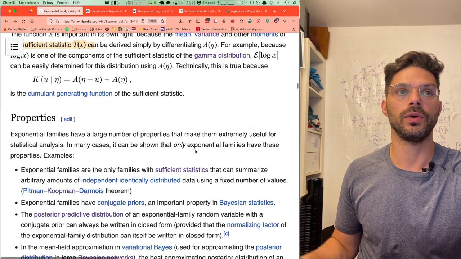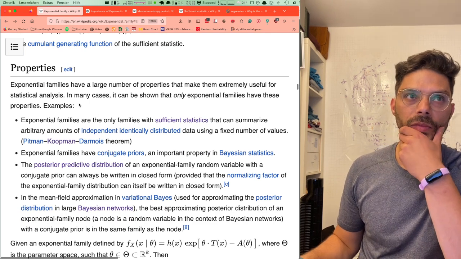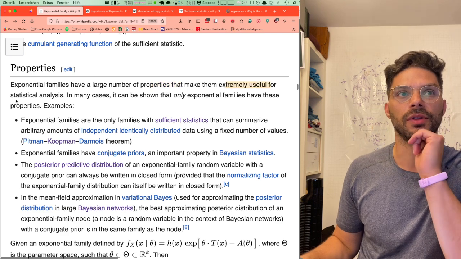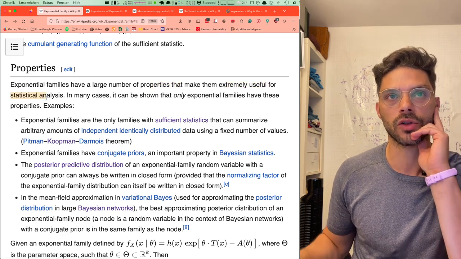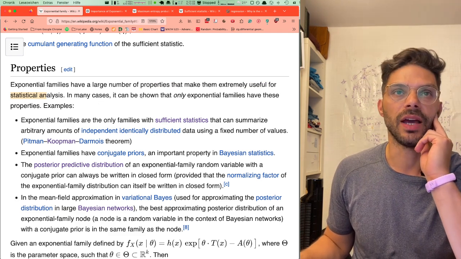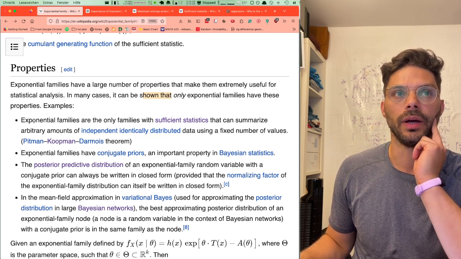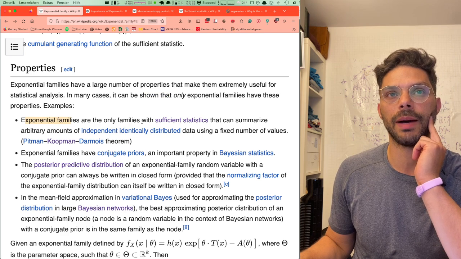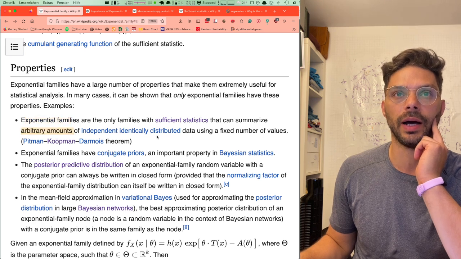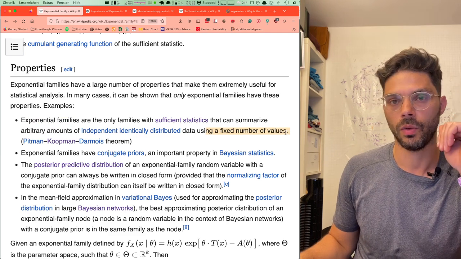Okay, so now let's look at some of the properties. Exponential families have a large number of properties that make them extremely useful for statistical analysis. So why should we care about these guys? In many cases, it can be shown that only exponential families have these properties. Okay, so examples. Exponential families are the only families with sufficient statistics that can summarize arbitrary amounts of IID data using a fixed number of values.